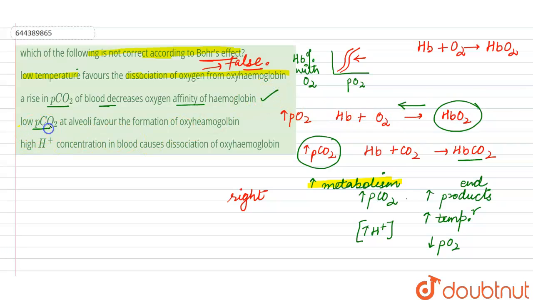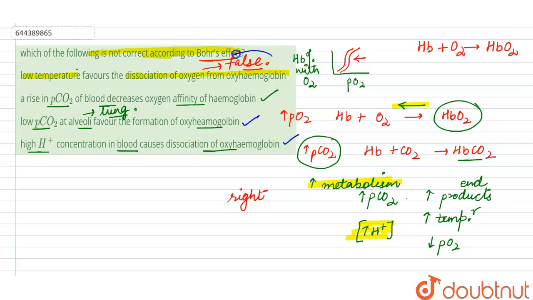The third statement says low PCO2 at the alveoli, because at the lung level the partial pressure of carbon dioxide is less, so it will favor the formation of oxyhemoglobin, whereas high H plus ion concentration in the blood causes dissociation of oxyhemoglobin because this is indicative of more metabolism. So with high H plus ion concentration, more metabolism, more oxygen is required, so dissociation, that is the backward reaction, has to take place so that the hemoglobin can release the oxygen. So these three statements are correct.